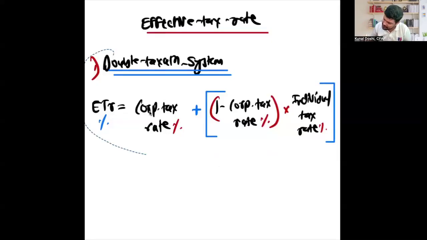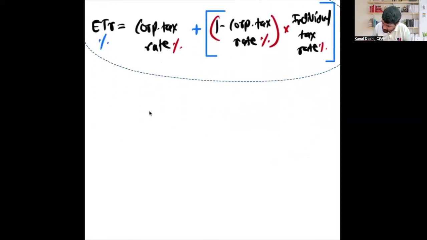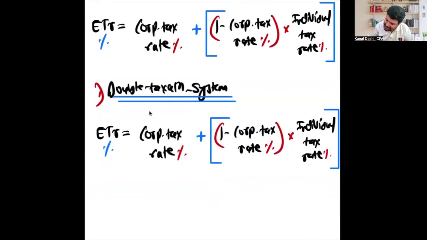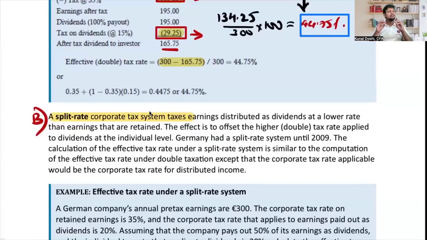So what is a split rate system? First of all, this is the double taxation system, right? Which today many of the countries still have, by the way. But just to make the investors cool down a bit, now you have a second system, which is called the split rate taxation system. I'll write down here. It's called the split rate taxation system. This is the second system. Very interesting system, right? What is this system? Again, the formula is perhaps the same, but a very interesting thing will happen.